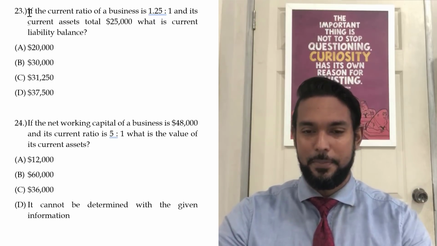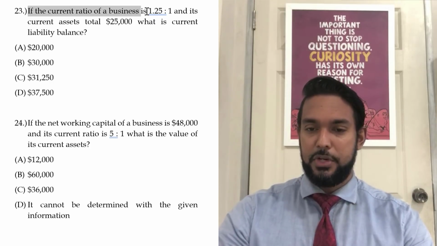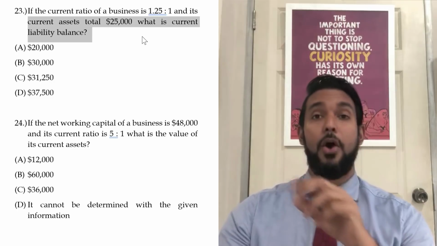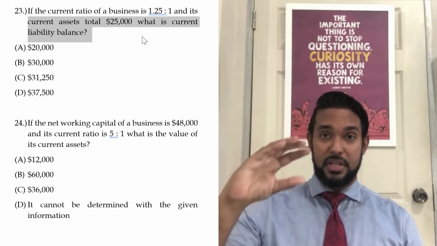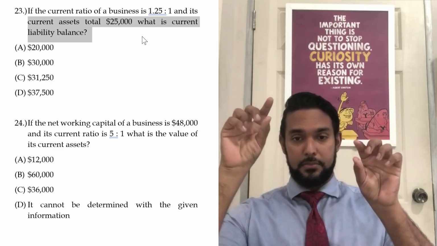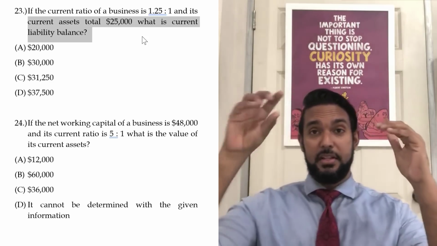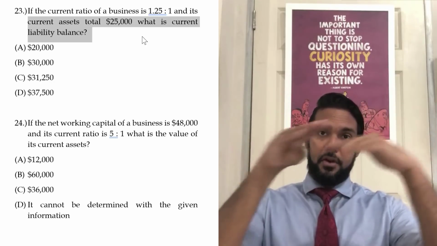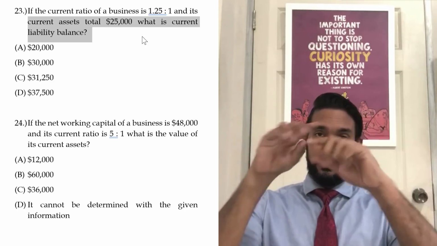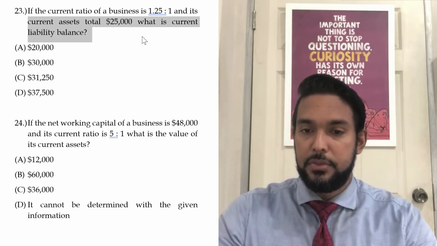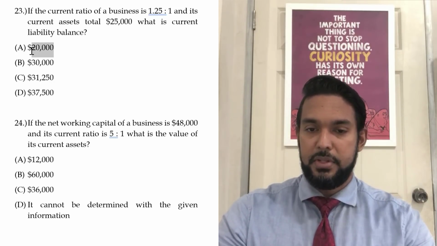23. If the current ratio of a business is 1.25 to 1 and current assets total 25,000, what is current liabilities? Okay, so this one's a little different. Now we have current assets. We don't have current liabilities, but we know that 25,000 divided by something is 1.25. So we'll have to take the 25,000 and swap out the current liabilities with the current ratio, the 1.25. And 25,000 divided by 1.25 will give us 20,000.